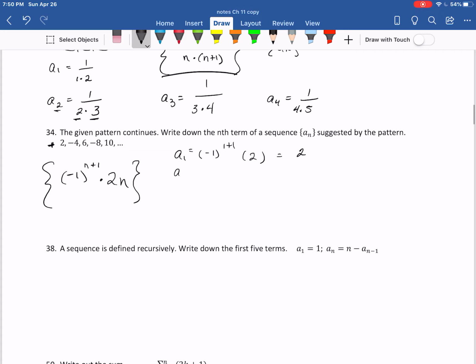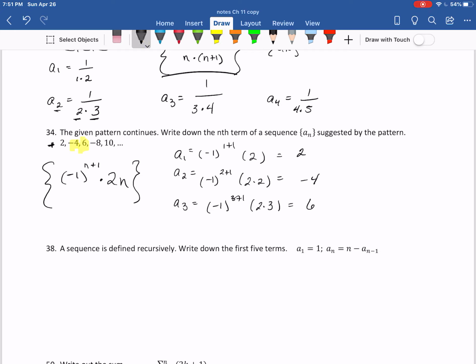The second term, a2, according to my formula, would be -1 to the power 2 plus 1 times 2 times 2, which would be -4, and that is consistent with the second term in your line. The third term, according to your formula that you think is right, we're going to do one more check, is -1 to the 3 plus 1 times 2 times 3, and that is going to give you a +6, which is what you were supposed to get.